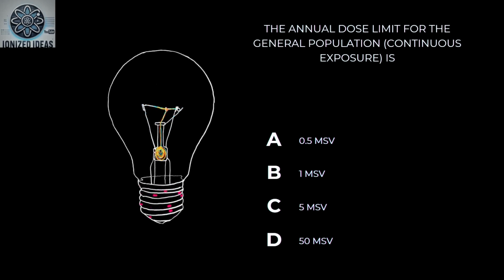The annual dose limit for the general population, continuous exposure, is A. 0.5 millisieverts. B. 1 millisievert. C. 5 millisieverts. D. 50 millisieverts.